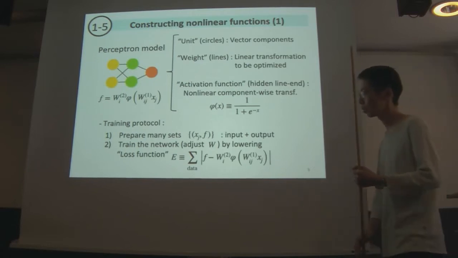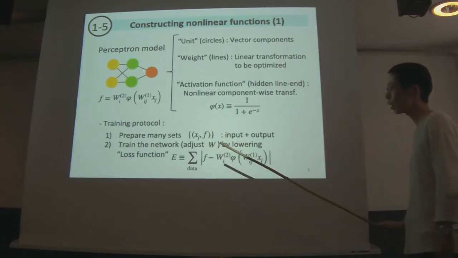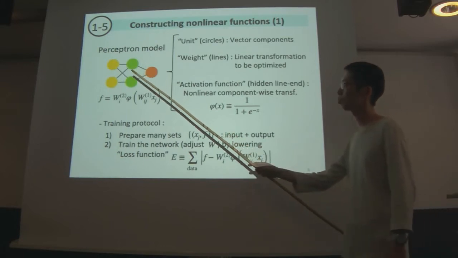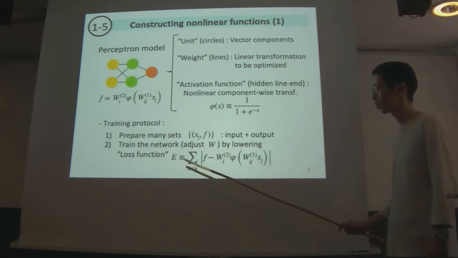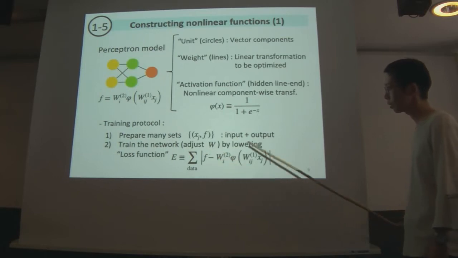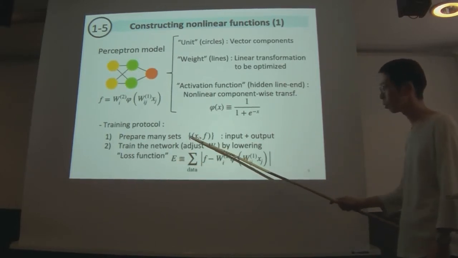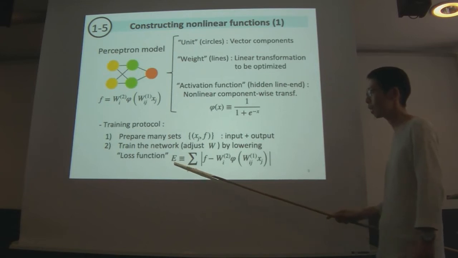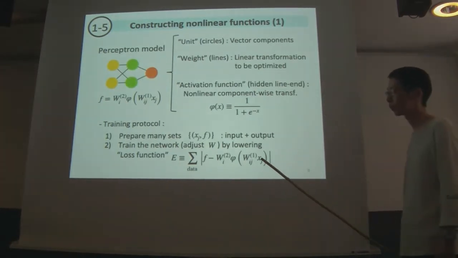So how do you train this network? First you prepare many sets of pictures and also 0 and 1. This is the correct set, and you call this supervised data. You use this data and feed it to train the network. So how do you train it? We adjust W by lowering the so-called loss function E. E is defined as the distance between this output value and this functional output. If E is 0, then for all the given data, it gives you a correct answer. This is like the action principle in physics. You lower the action, then you get the correct minimum of the potential. So this is how it is trained.